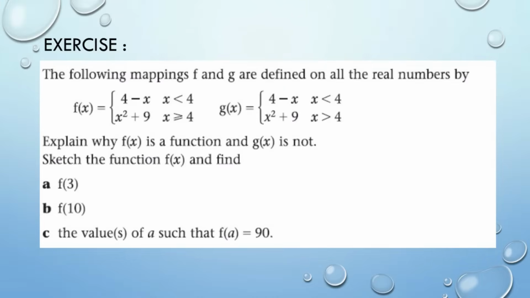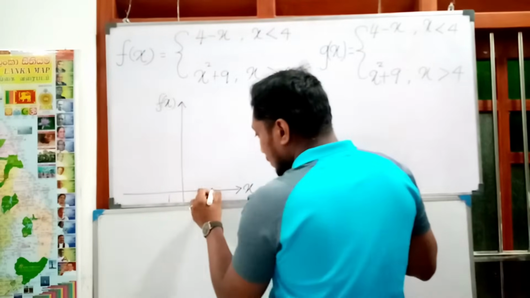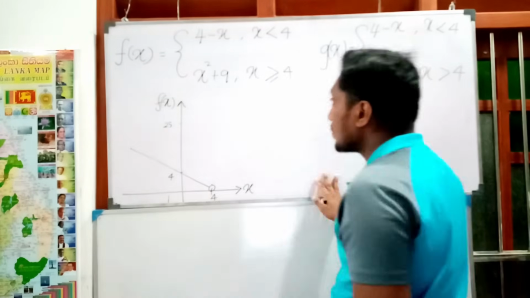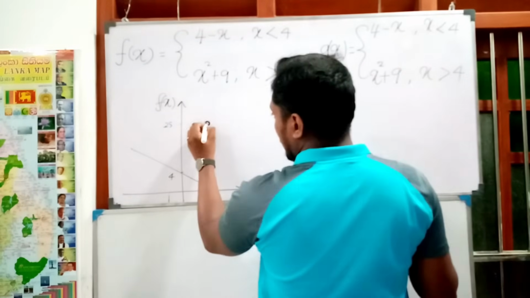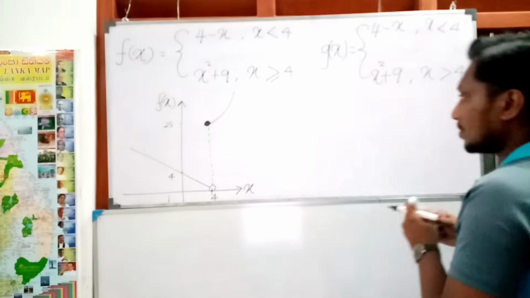What is the question asked? It gives us two mappings, f and g, and the question asks us to explain why f(x) is a function and g(x) is not a function. Let's sketch the shape of the two graphs. For f(x), we can see that for every x value there is a function value. The changing point is when x equals 4, where you take the function value using x squared plus 9.